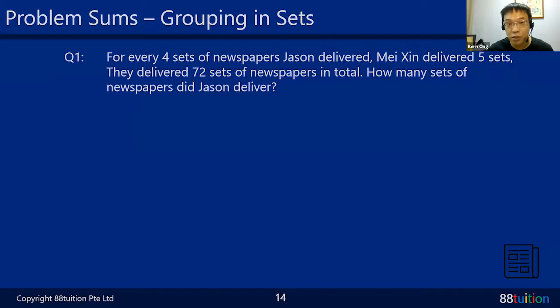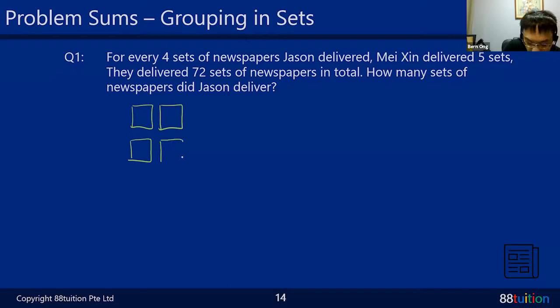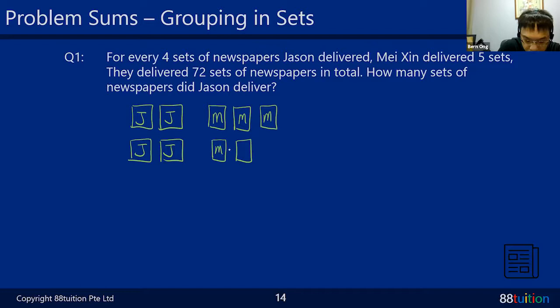Means what? It means that if Jason delivered these 4 sets, this is by Jason, 4 newspaper. I like to draw. So drawing actually calms myself down a bit. So if Jason delivered 4, Mei Xing must deliver what? Must deliver 5. 1, 2, 3, 4, 5. Well, Mei Xing, I think it's a girl. Girl power. Can you see? So this is like the drawing.